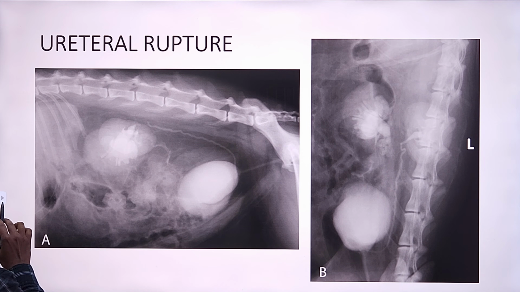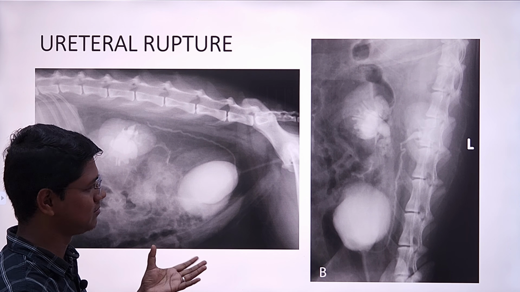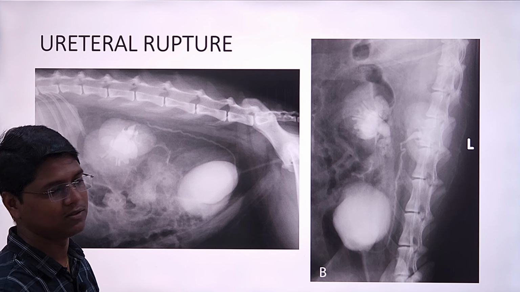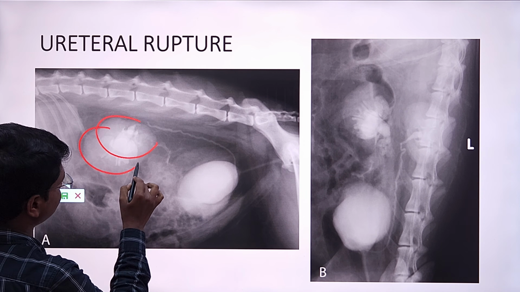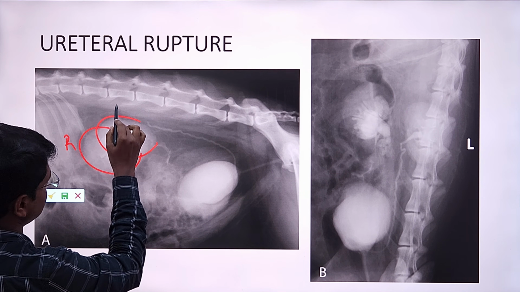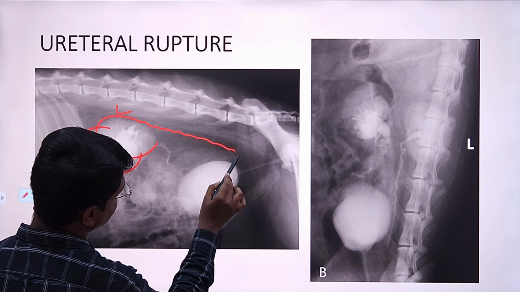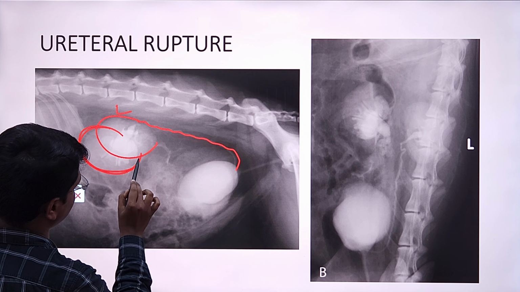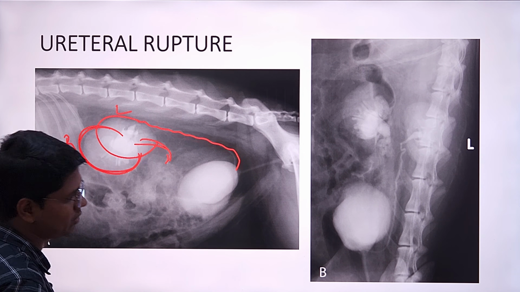Next, ureteral rupture. There is nothing you need to know. Simply when there is rupture, there will be leakage. Okay, so here this is a kidney, this is another kidney, this is left. Okay, so notice the left ureter, it is going to the bladder, while the right ureter is not going into the bladder. Instead there is some leakage into the retroperitoneal space.